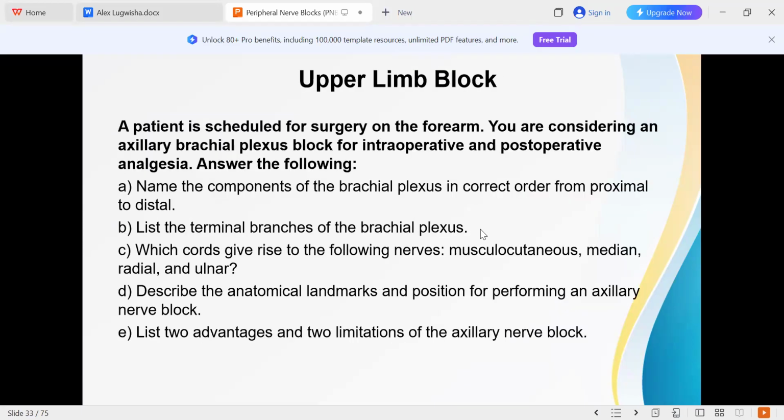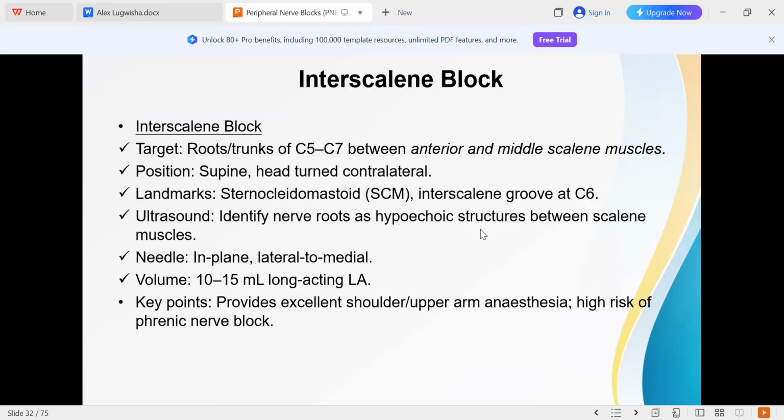All right. Remember I told you. So let's look at the interscalene block. Like we said, from the proximal to the distal, the interscalene block targets the roots and trunks of the brachial plexus between the anterior and middle scalene muscles.